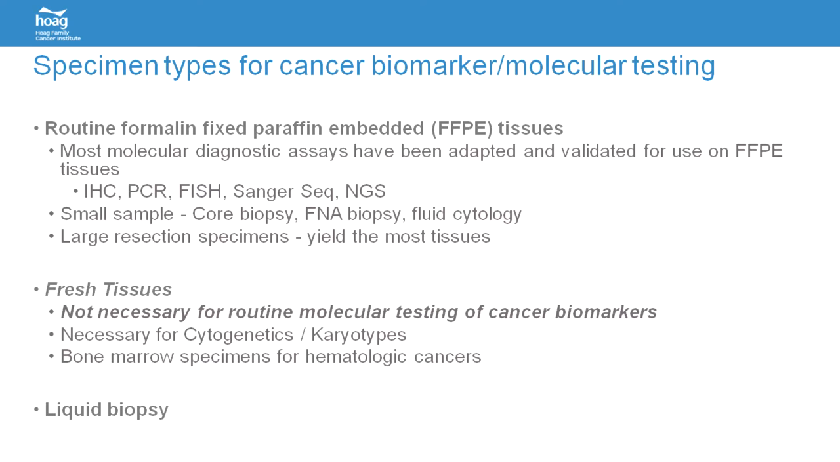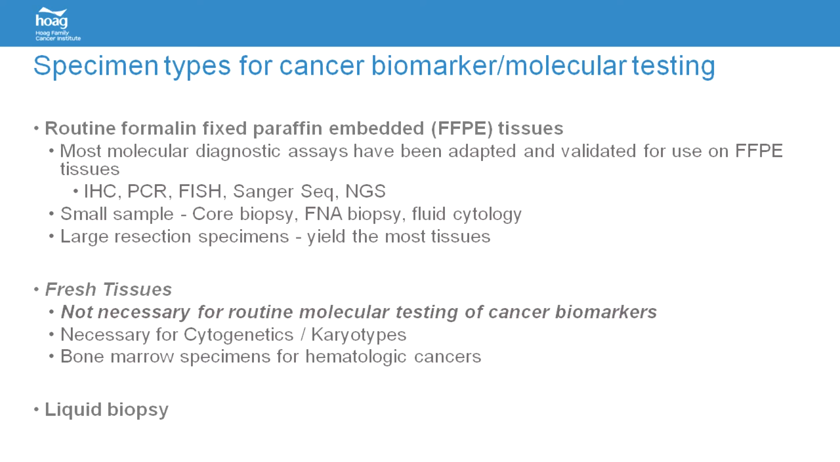We can do them on small samples, such as core biopsies, FNA biopsies, and even fluid cytologies. Fluid cytologies don't always work really well for next-generation sequencing, but sometimes we can have some success. And large tissue specimens are particularly easy. We have tons of tissue to work with when you have a colonic resection and a large tumor there. Fresh tissues. Why would you need fresh tissues?